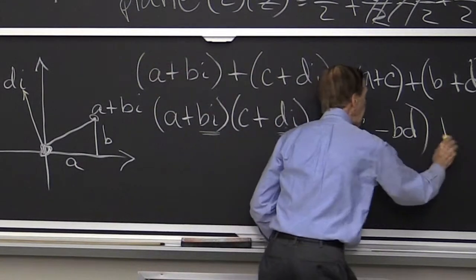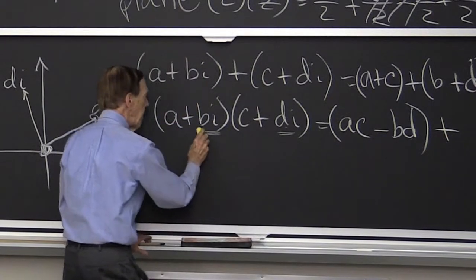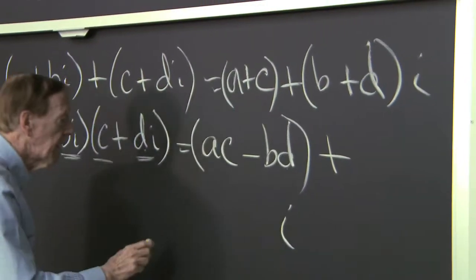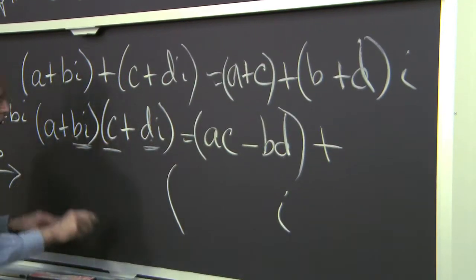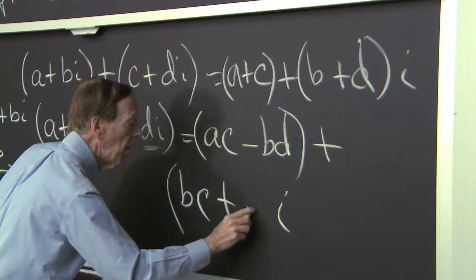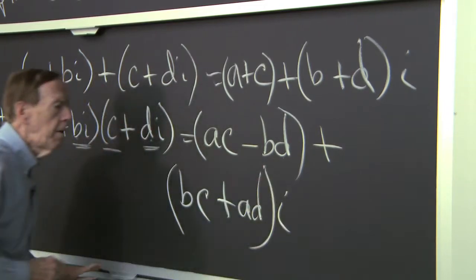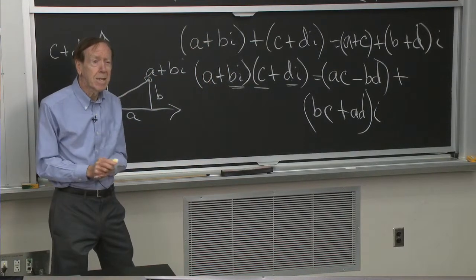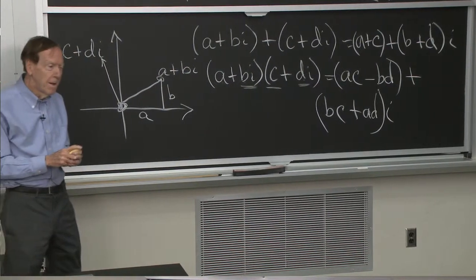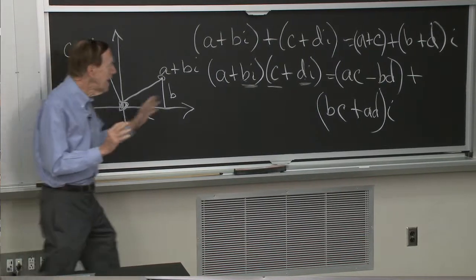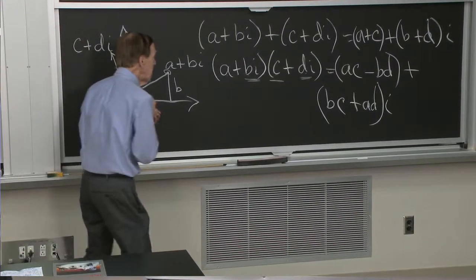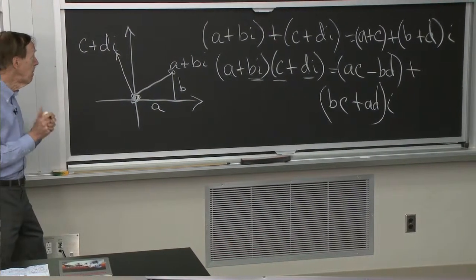And now I'm ready for the imaginary part. That'll be a bi times a c. So the imaginary part is going to be an i, something times i. So I have b times c times i, and I have a times d times i. Success. I multiplied two complex numbers, but I don't see anything wonderful about that, and there is something wonderful about it. Let me show you what happens when I multiply two complex numbers.